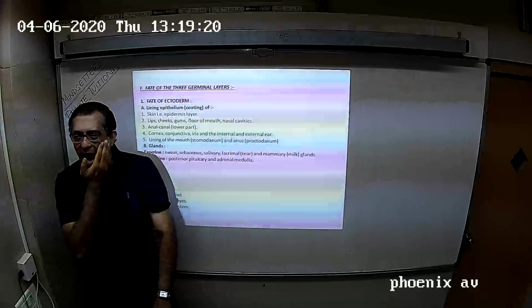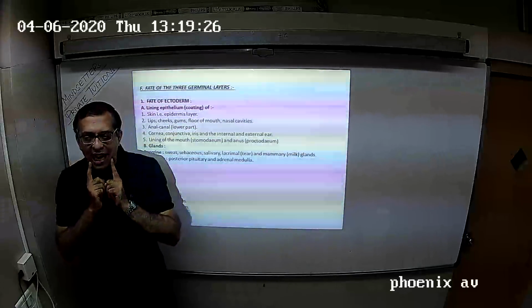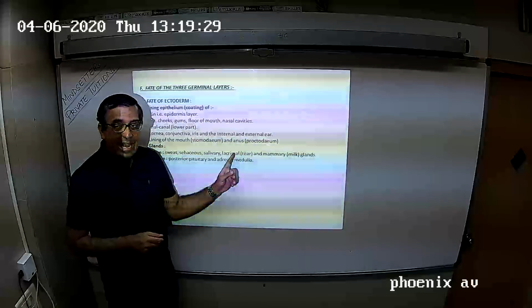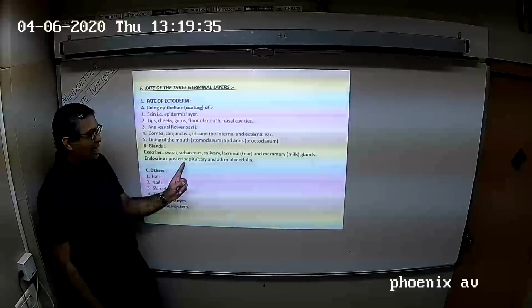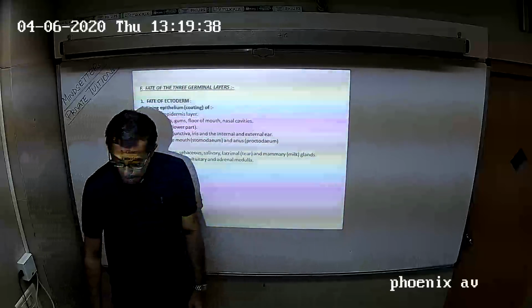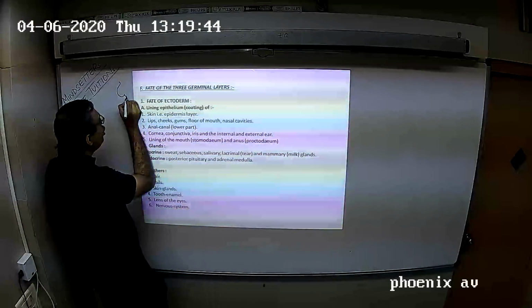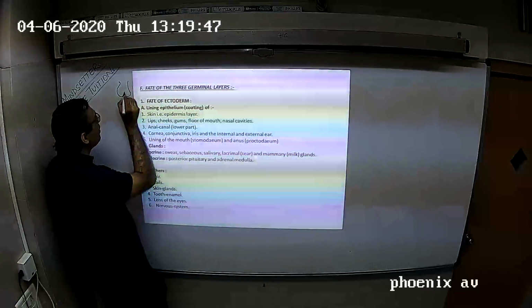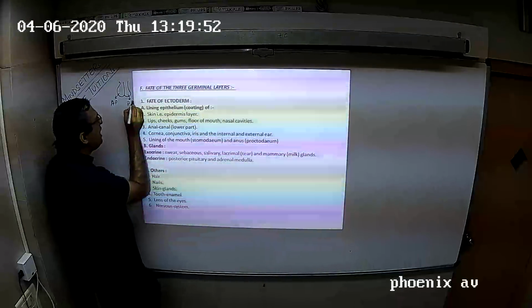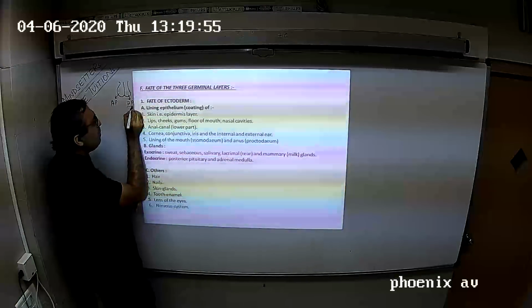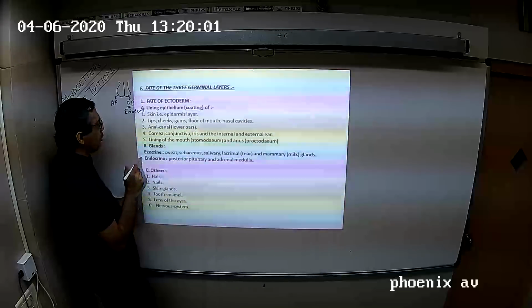You have sweat glands and then sebum given by sebaceous glands. You have salivary glands, mammary glands, and lacrimal tear glands developing from the ectoderm. Also, endocrine glands, posterior pituitary and adrenal medulla develop from the ectoderm. Your pituitary gland is made of two halves, anterior pituitary and posterior pituitary, of which the posterior pituitary develops from the ectoderm.